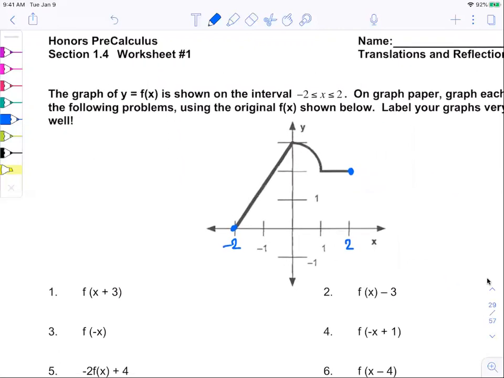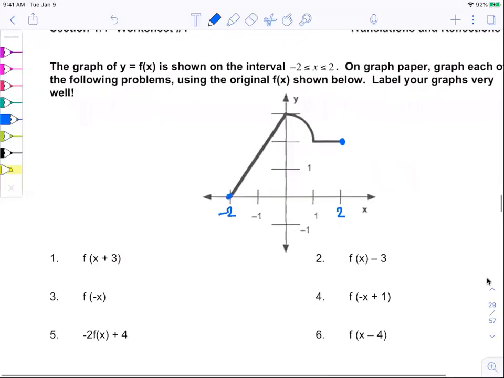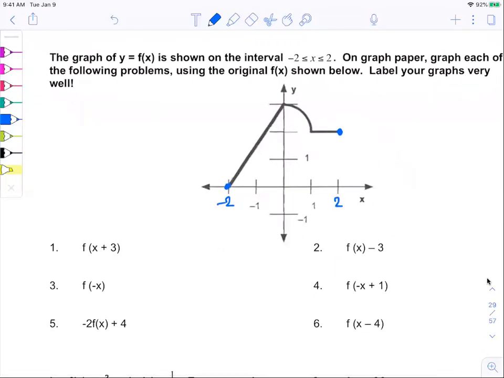On graph paper, or if you use the one attached to Google Classroom, doesn't matter, because you could use Notability for this as well. Graph each of the following problems using the original graph that's shown. Label your graph, or I would suggest just making a T-chart of your graph and writing the new ordered pairs.